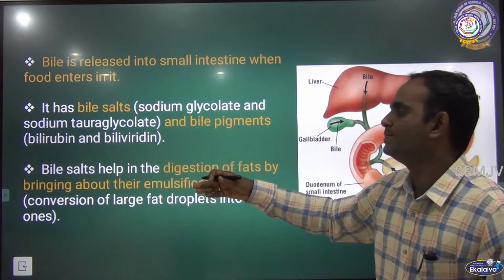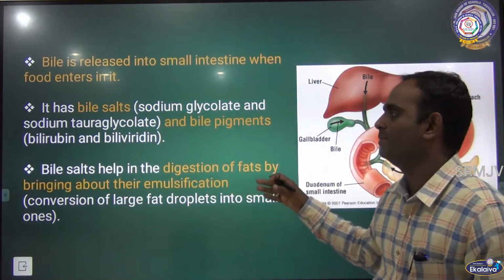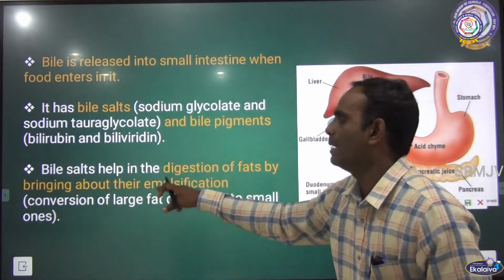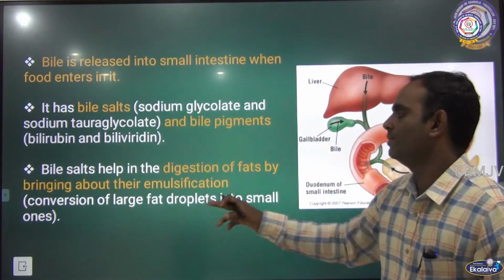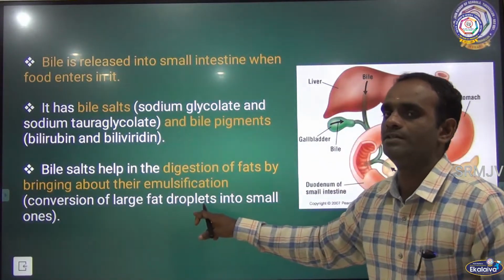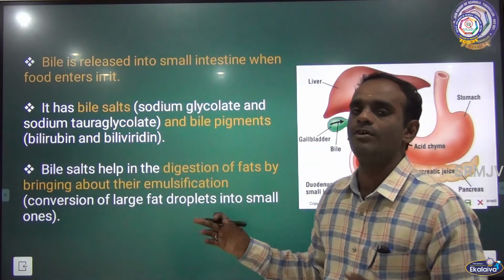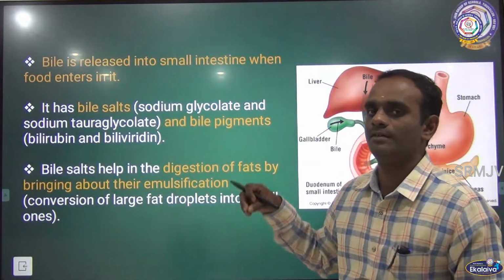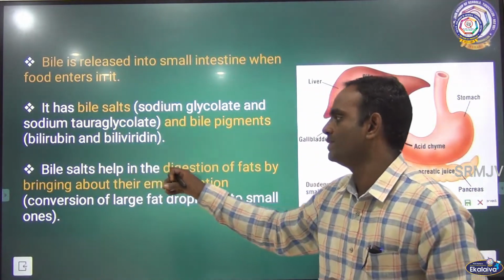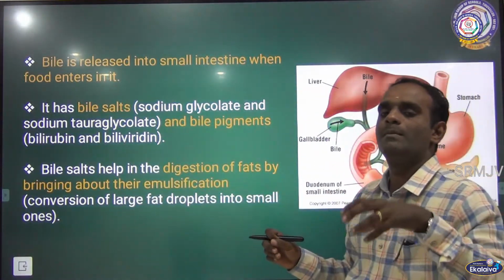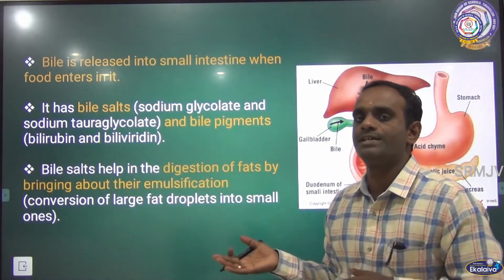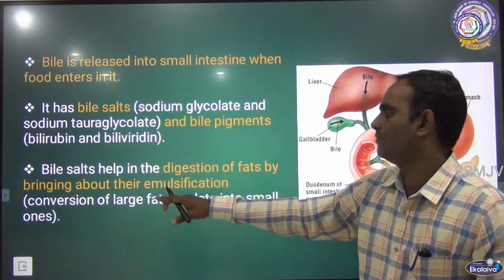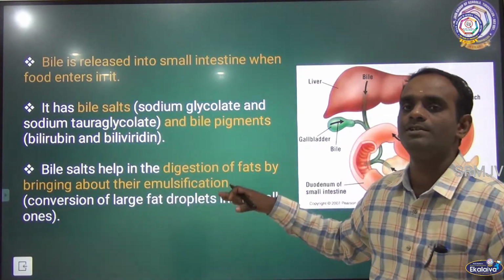Bile salts help in the digestion of fats by bringing about their emulsification, the conversion of larger fat droplets into smaller ones. That is called emulsification. Bile is necessary for digestion of fat. So bile salts help in the digestion of fats by bringing about emulsification, the process of conversion of larger fat droplets into smaller ones.